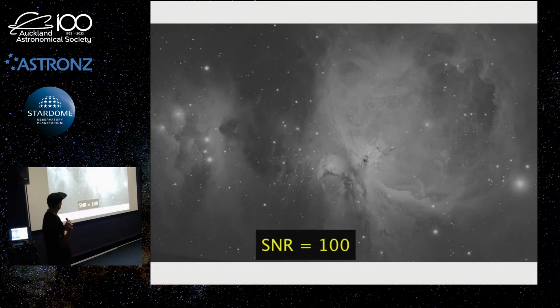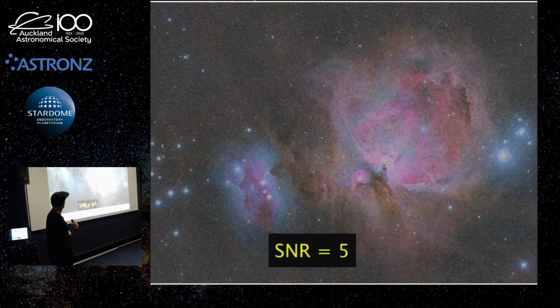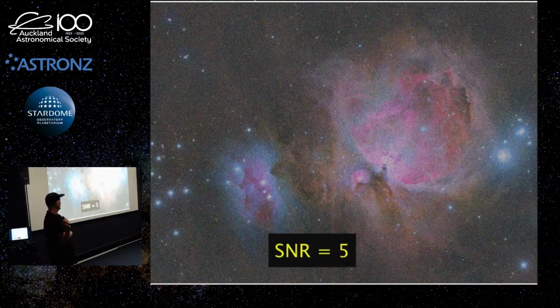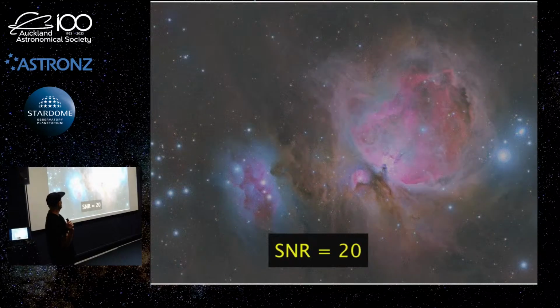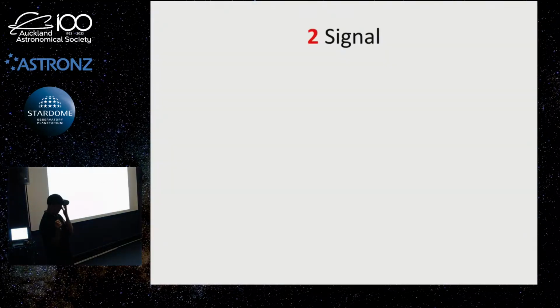That's 100. I'll go backwards. 20, 100. Slight improvement. And then that's infinity, where there's no noise at all. In colour, 5, 20. So you want a signal to noise ratio of at least 20, between 20 and 100. You won't get infinite because there's always noise.